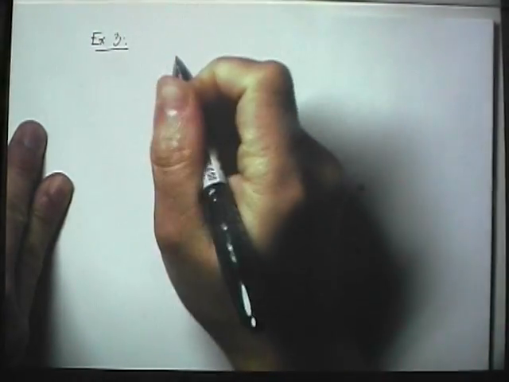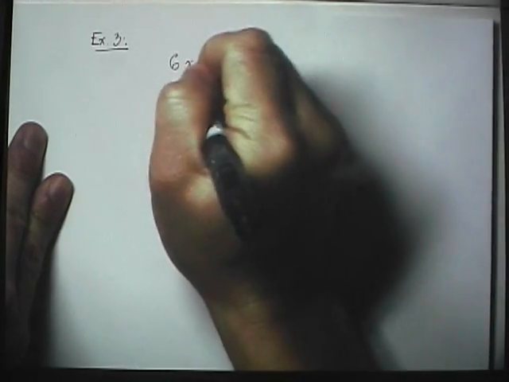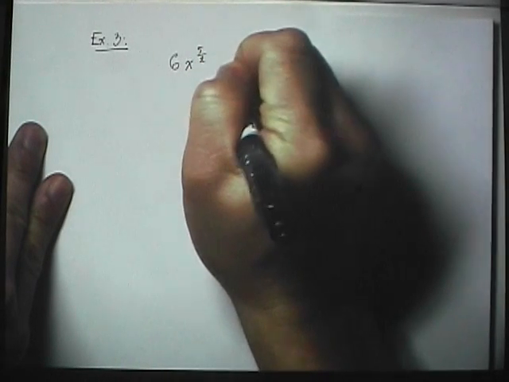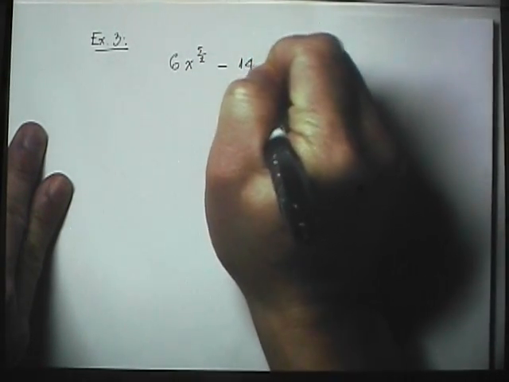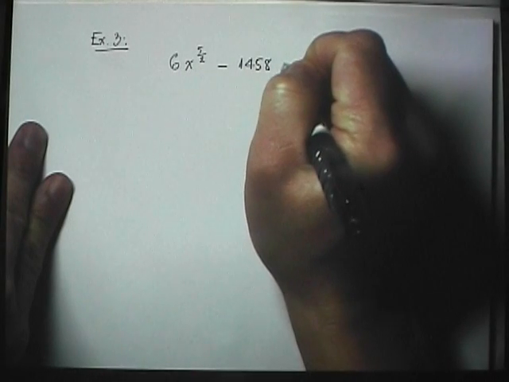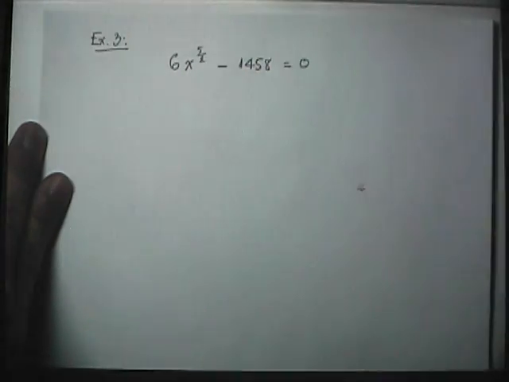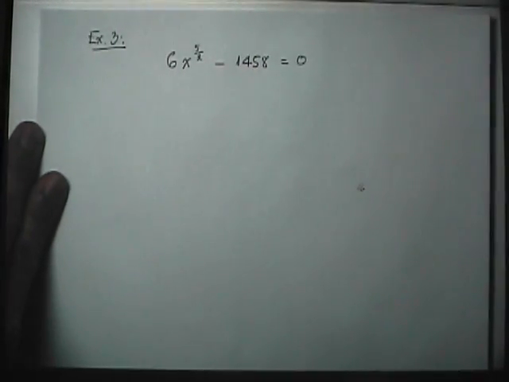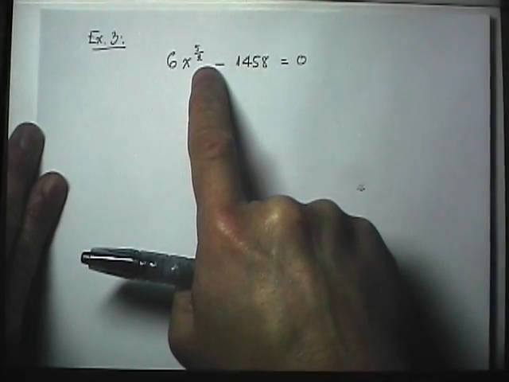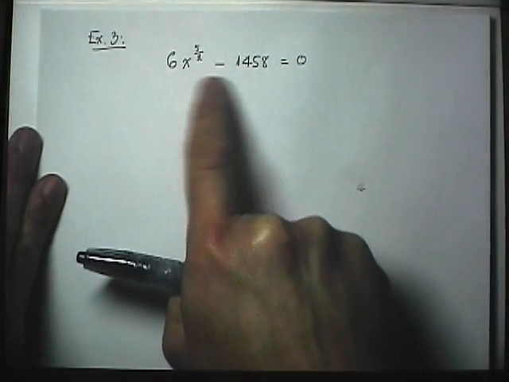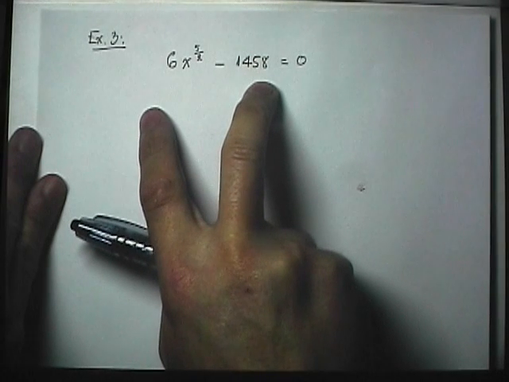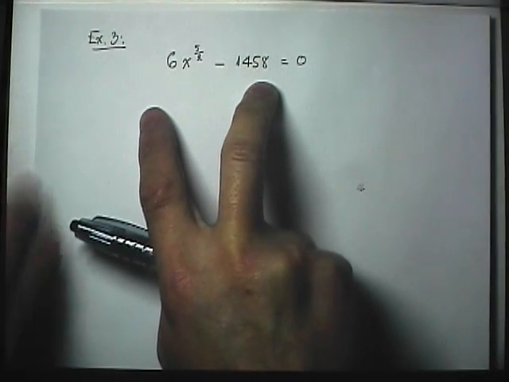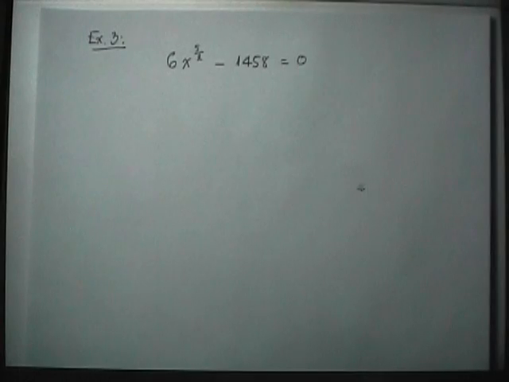Example 3 for all these rational exponents equations. And let's see. We have now 6x to the 5/2 power minus 1,458 equals 0. This equation, once again, I do see rational exponents. But now my equation here does not appear to be in the ordinary form. So I need to work my way up to bring it back to the ordinary form before I can actually start solving it.